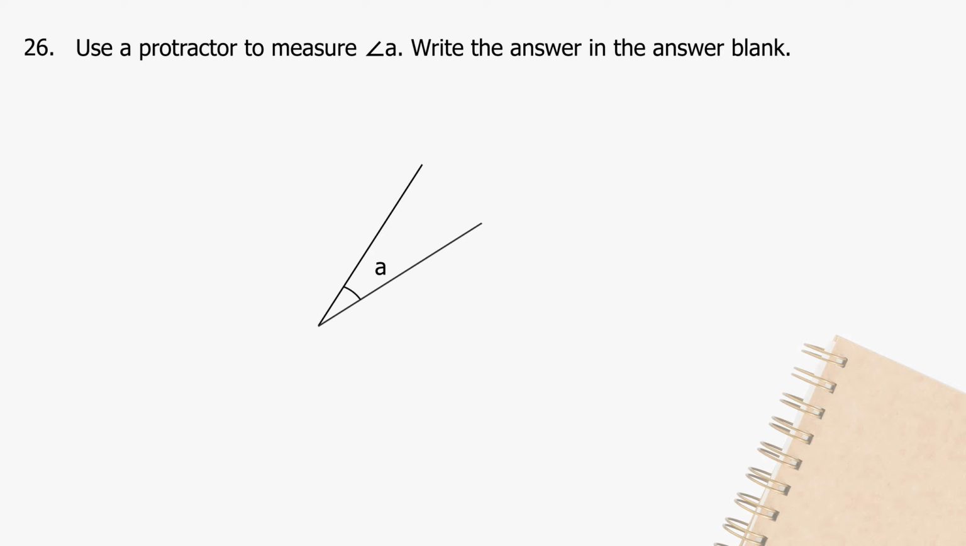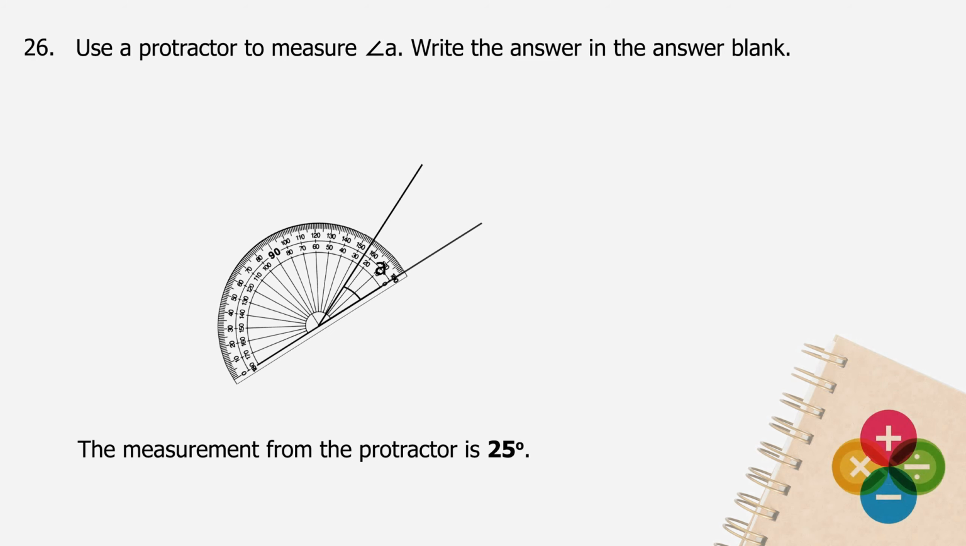Question 26. Use a protractor to measure angle A. Write the answer in the answer blank. The measurement from the protractor is 25 degrees.